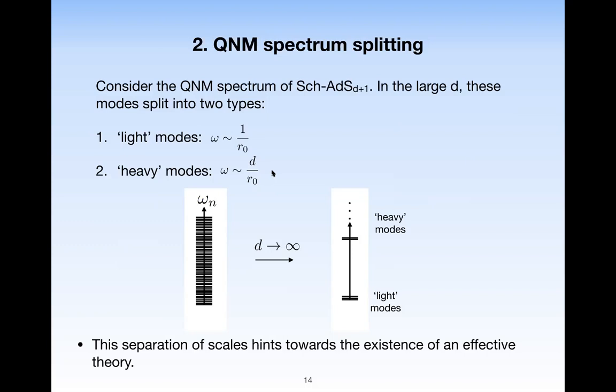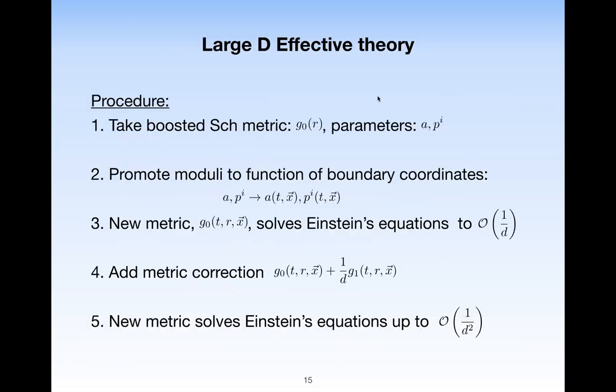These modes become infinitely heavy. And what is natural to do from this point of view is essentially to integrate out these heavy modes in order to get an effective theory for the light degrees of freedom. And this is precisely what I'm going to tell you how to do on this slide. So this is the procedure to construct the large D effective theory. This is just a sketch, but hopefully it contains enough information.